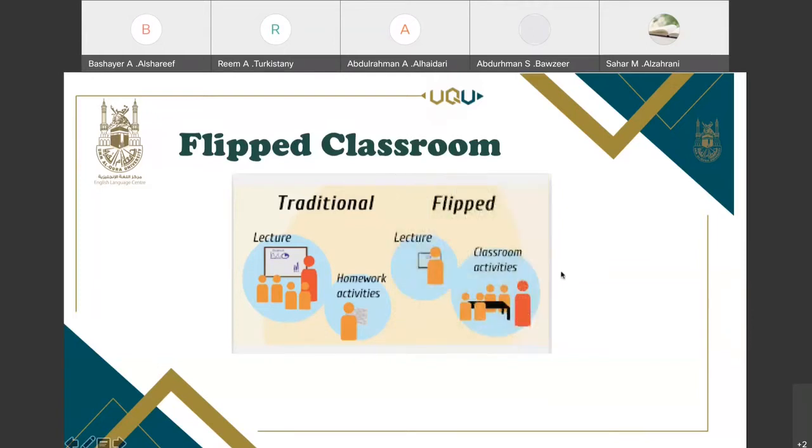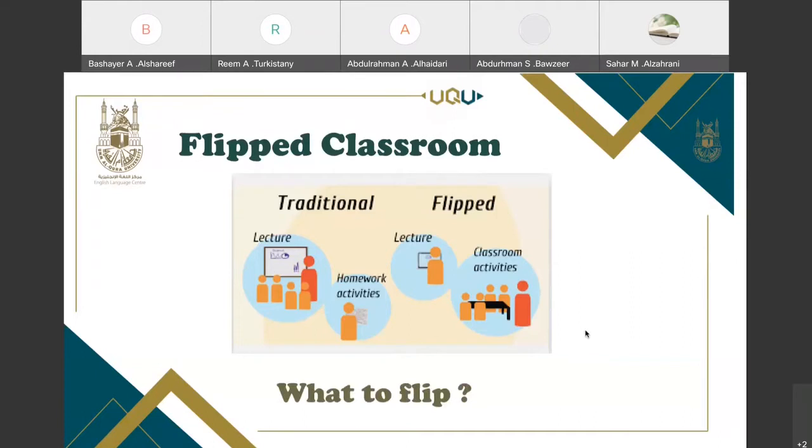However, the thing we want to talk about is the flipped classroom, where you start with the lecture in the individual space. Students receive the information at home, and after that, there will be time in the class with the teacher and the group, doing some activities. So this is the main idea of the flipped classroom.